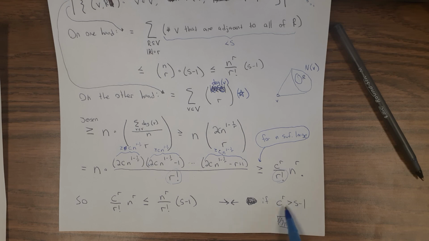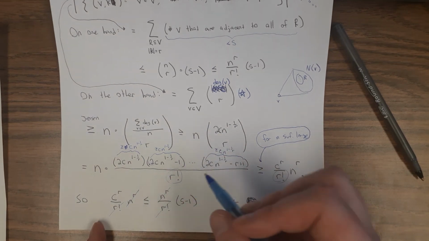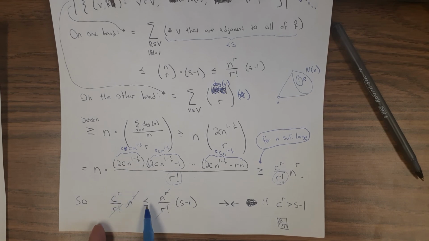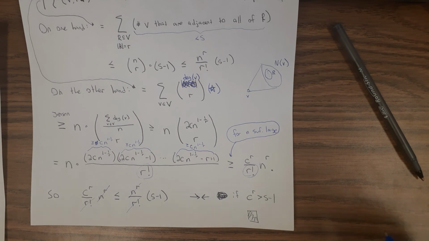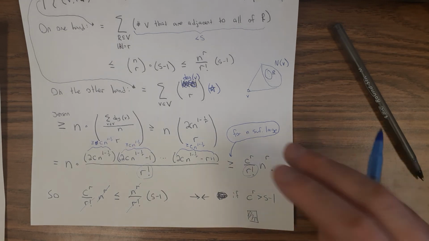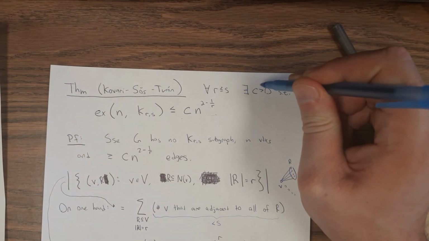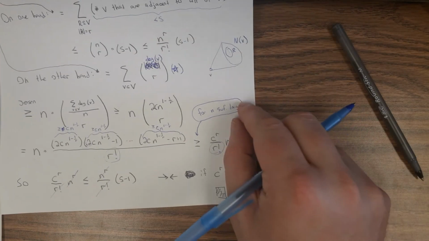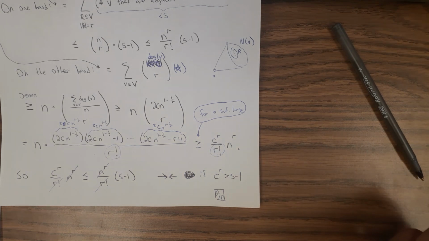Remember, we just have to show the existence of a c such that this gives me a contradiction. Both sides have n to the r. Both sides have r factorial. So if I choose c to the r to be bigger than s minus 1, which is going to be possible, the only requirement is that for all r and s, there exists a c. c is allowed to depend on r and s. So, just make c bigger than the rth root of s minus 1. And that's a constant that works, and gives us a contradiction, and so we're good.